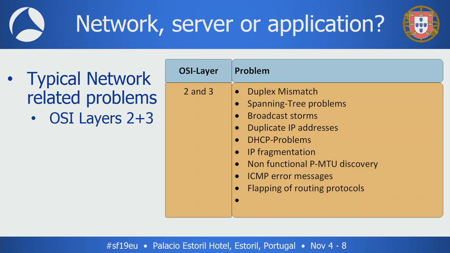Anyone here saw Eddie Blankers with his presentation yesterday? So this is where he built the base where I'm swimming in with my shark. If there are problems like this on layer 2 or layer 3, you might end up with packet loss. Well, on my favorite hit list is a duplex mismatch. Typical thing. Do you know what this is about?